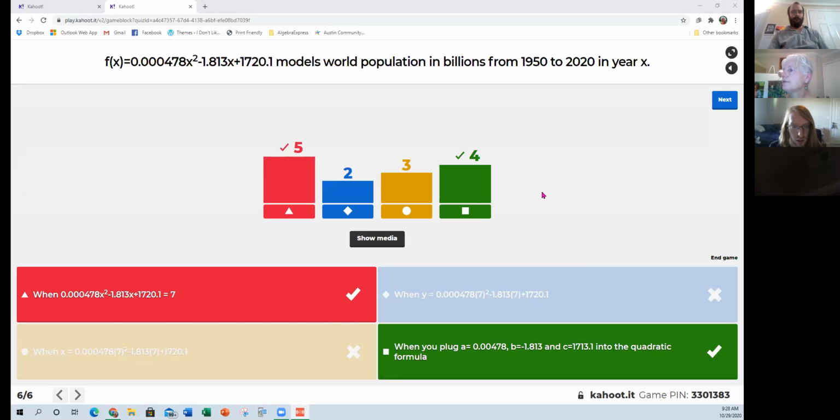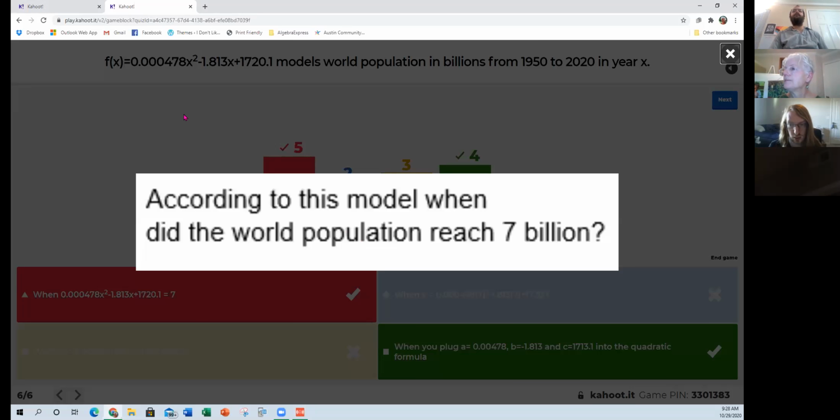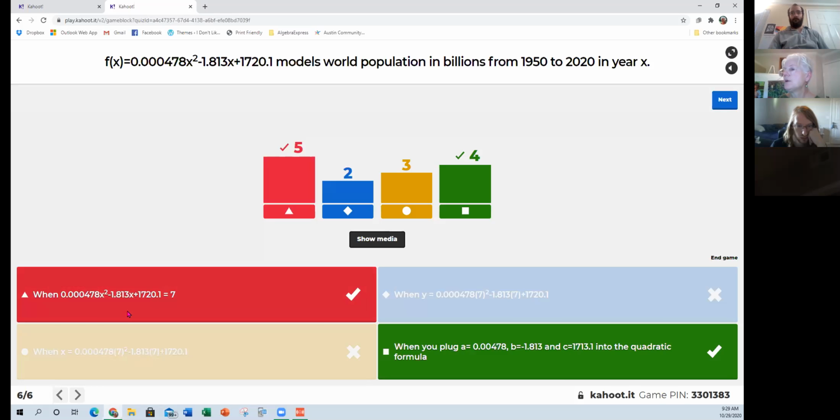Good, it's 5 and 4, that's correct. So let's look at this. It says that f of x models the world population in billions. So f of x is the world population in billions. So if we set the equation equal to 7, that's what we're wanting.